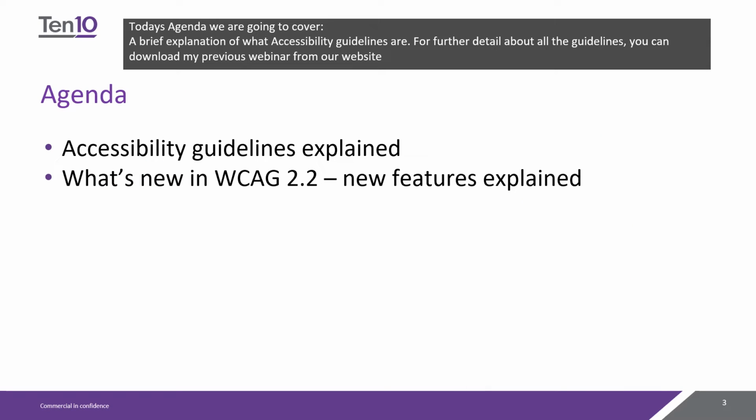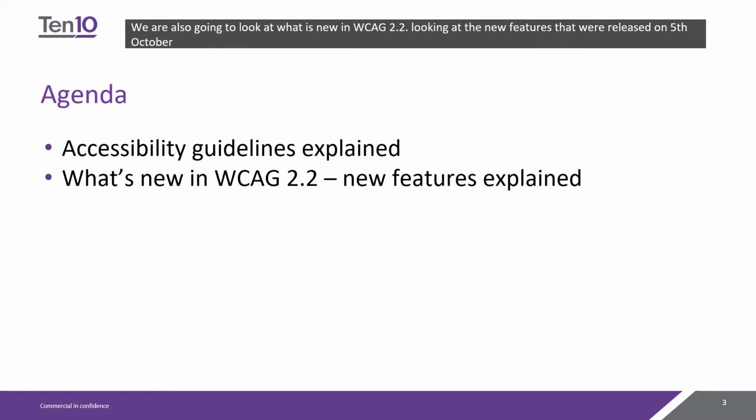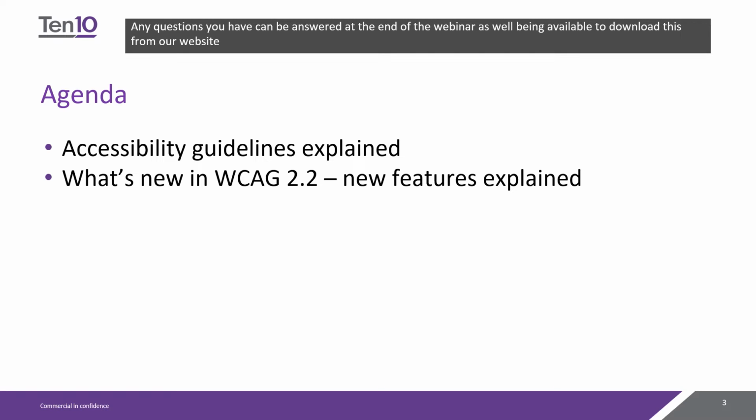Today's agenda, we're going to cover a brief explanation of what accessibility guidelines are. For further detail about all the guidelines, you can download my previous webinar from our website. We're also going to look at what's new in WCAG 2.2, so looking at the features that have been released on the 5th of October. Any questions you have can be answered at the end of the webinar, as well as being available to download from our website.